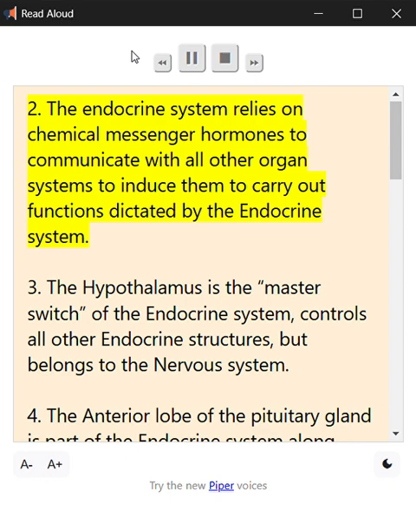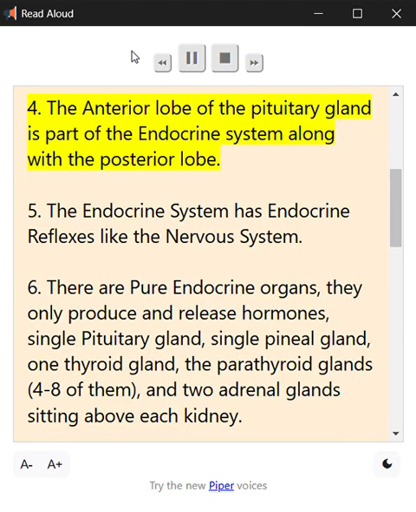2. The endocrine system relies on chemical messenger hormones to communicate with all other organ systems to induce them to carry out functions dictated by the endocrine system. 3. The hypothalamus is the master switch of the endocrine system, controls all other endocrine structures, but belongs to the nervous system. 4. The anterior lobe of the pituitary gland is part of the endocrine system along with the posterior lobe. 5. The endocrine system has endocrine reflexes like the nervous system.